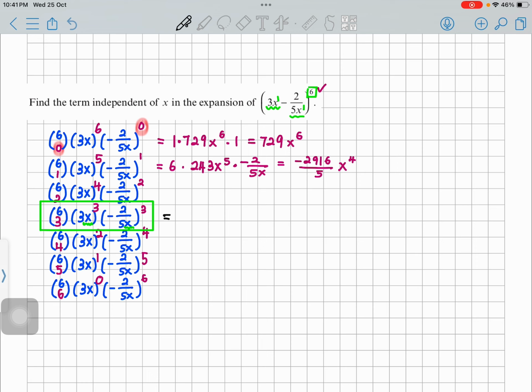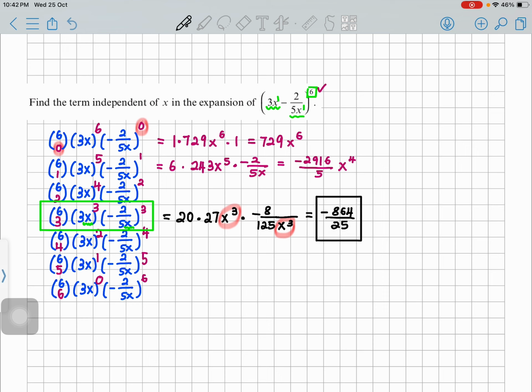What is 6 choose 3? I'm getting 20. Then next, 3 power 3, which is 27x cube. Times, there is a negative 2 now. So negative 2 into negative 2 into negative 2 will give me negative 8 over 125, and the x cube is at the bottom. So what will happen to this x cube and this one? One is numerator, the other one is denominator. So it gets cancelled, leaving us with only a independent term. And what is that value? Negative 864 over 25, and this is our answer.